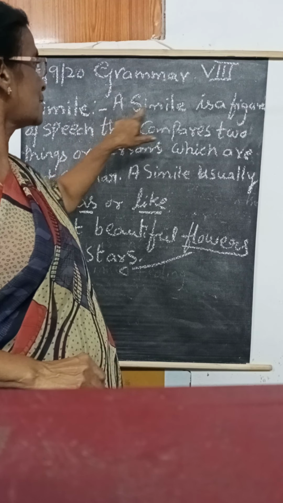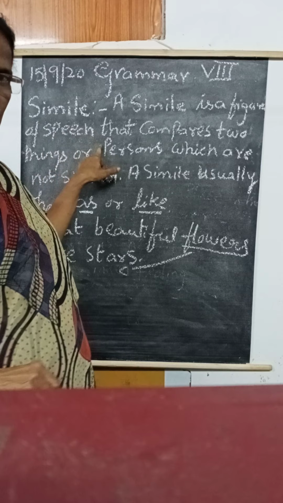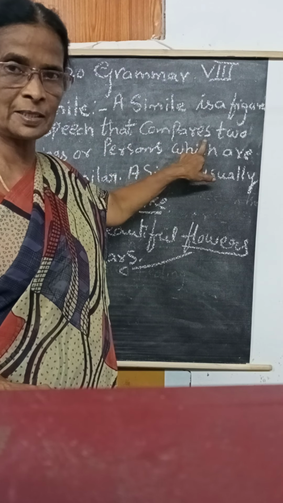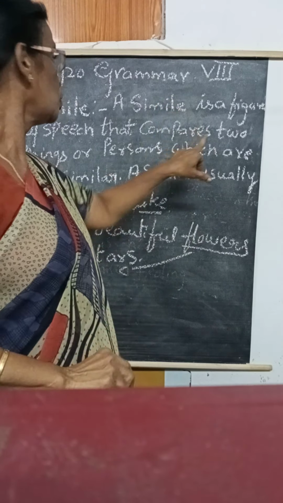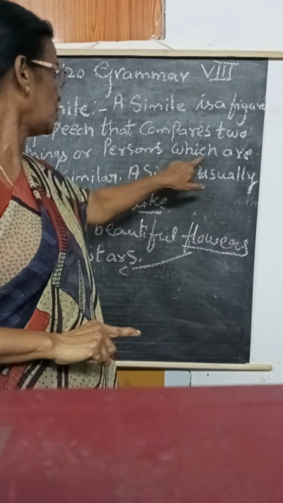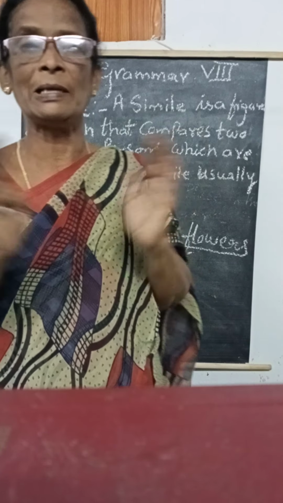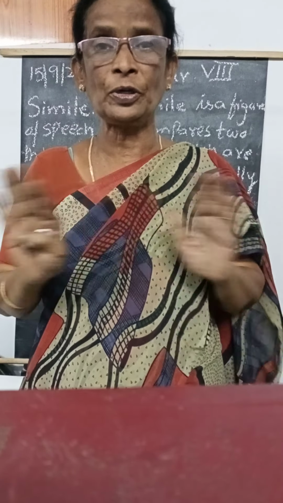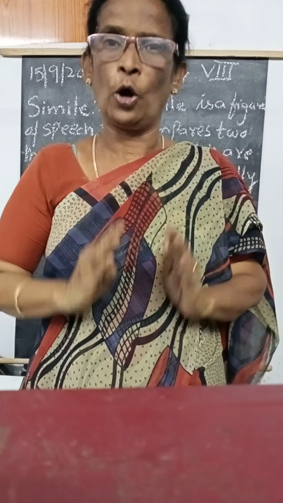A simile is a figure of speech that compares two things or two persons which are not similar. Simile is a comparison between two things or two persons, but the two things or persons we are taking are not similar. That means they are different. That is known as simile.